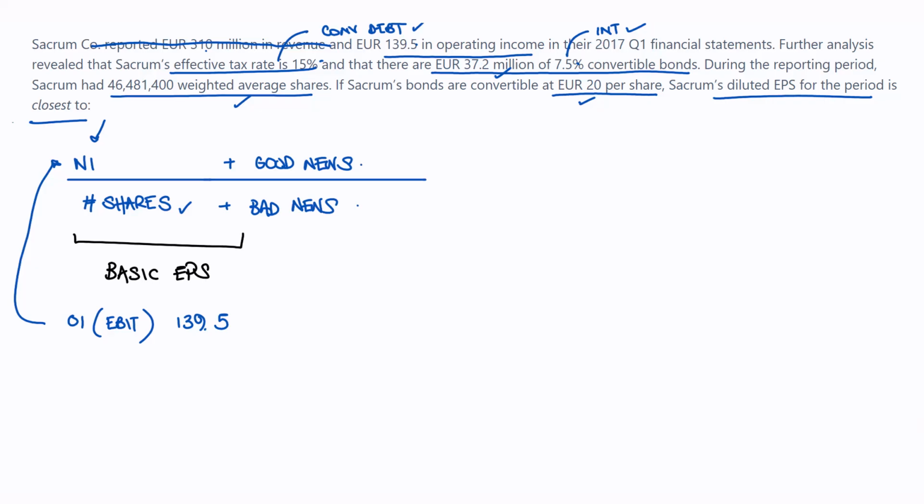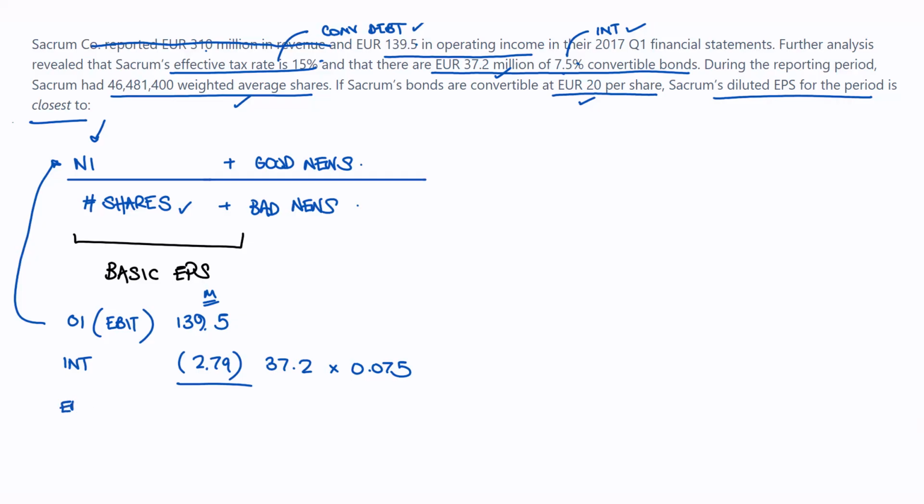I need net income. So it's EBIT. Let's knock off interest. The only debt that's mentioned is the convertible bond. And again, if I've not mentioned any other debt, I'm not going to make any up and bring it in. So let's work out the interest. I'm working here in millions, you can see. 37.2 million of 7.5% convertible bonds. That is interest of 2.79 million.